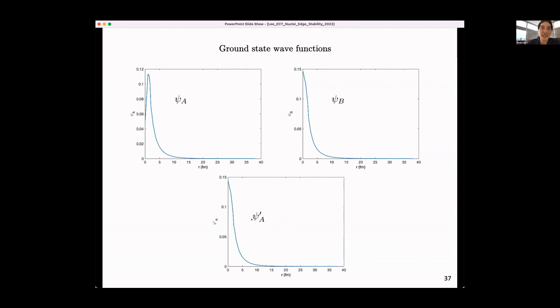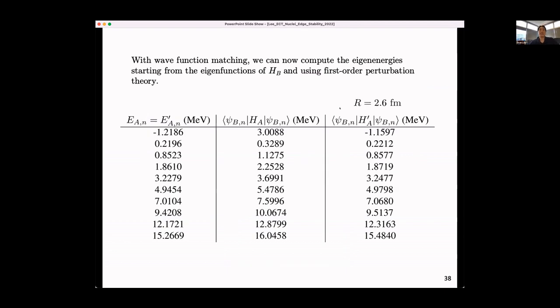Well, the point is that psi a prime looks a lot like psi b because the tails are approximately the same. And the interior part of psi a prime is essentially modeled after psi b. So that suggests that perturbation theory might actually work starting from the Hamiltonian H_B. In fact, you can see it does.